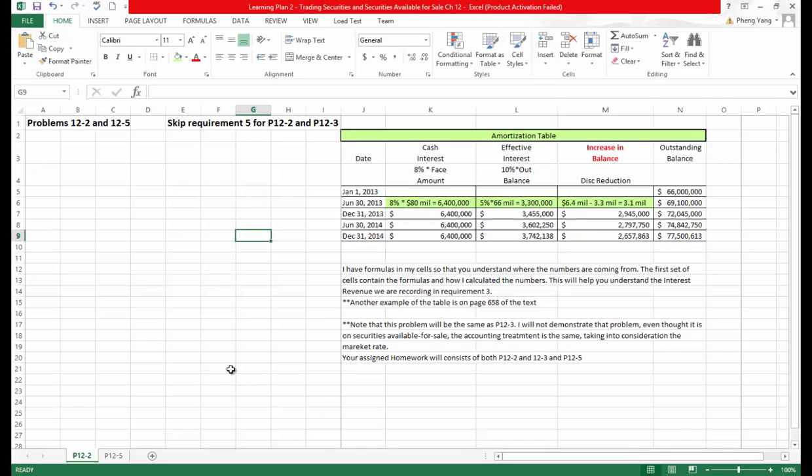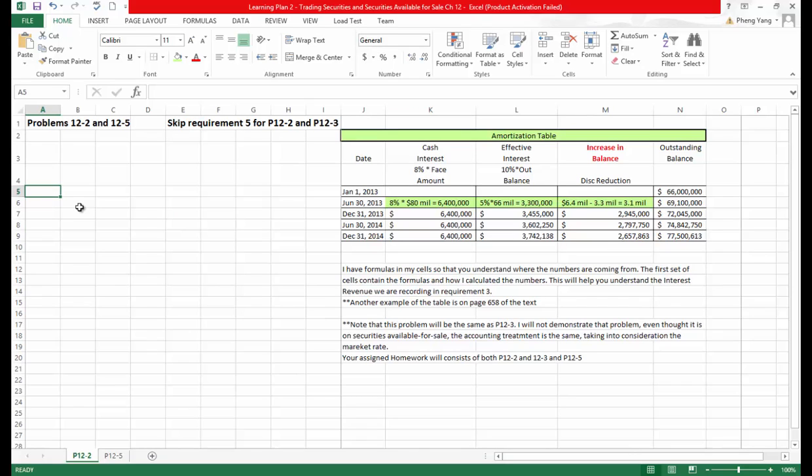So it is accurate that problem 12-2 is going to be done the same as 12-3. To save a little time, I won't go over 12-3 because it will be primarily the same. If you understand 12-2 and you have this amortization table, along with this demonstration video and the practice homework, I'm sure that you will understand it. That's what I wanted to stress before we move on.